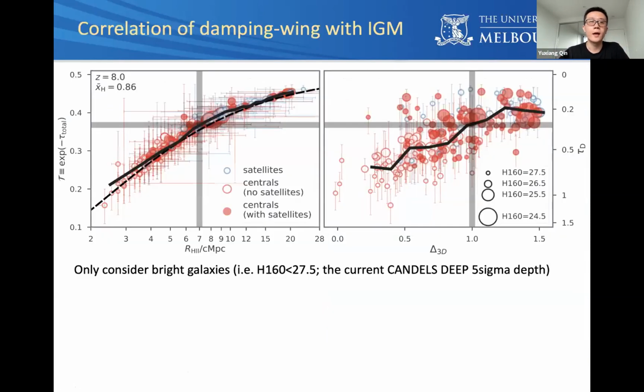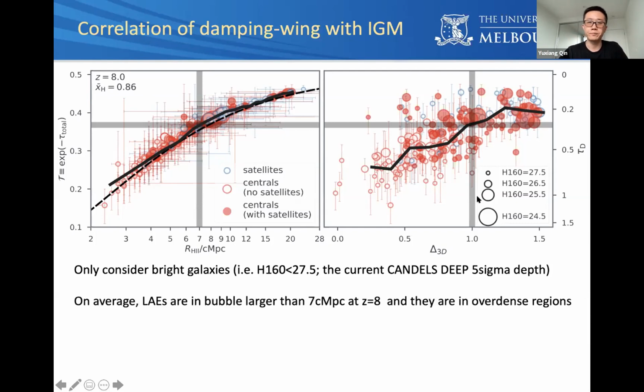Photoionizing budget. And to be more quantitative, this plot shows you the Lyman alpha transmission as a function of the HII bubble size. You can see there's a very tight correlation between the transmission and the bubble size. This is basically saying that if the galaxy sits in a large bubble, it is more likely to observe the Lyman alpha emission coming from it. We also plotted against the local overdensity, and you can also see a positive correlation between the transmission and overdensity.